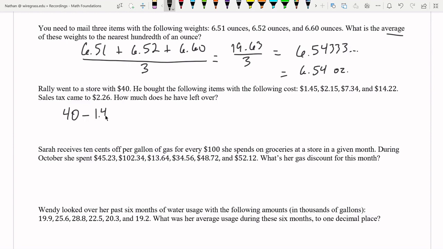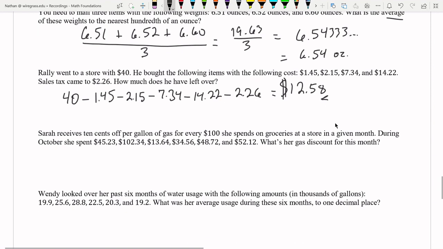He spent $1.45, $2.15, and finally the sales tax also comes off of that. And that'll give us a dollar amount in the end. So I'm going to use a calculator and string that all through together. And I get $12.58 as my answer. If for some reason we need to divide this or multiply by something that would make the decimal point longer, you would need to round the answer to 2 places past the decimal, since that's the cents. In this case, we don't have to do that.